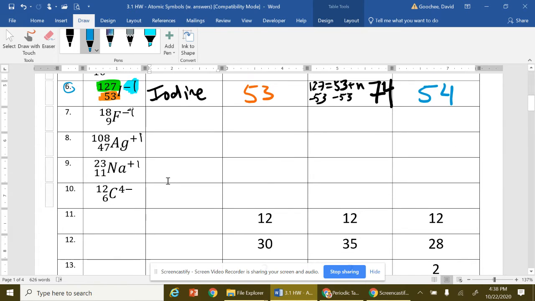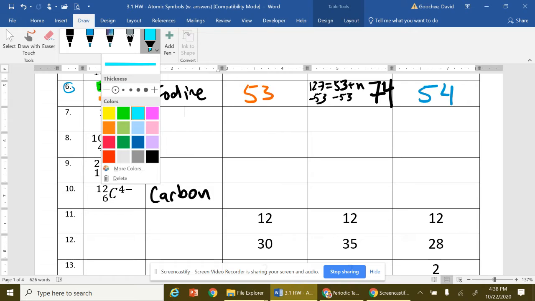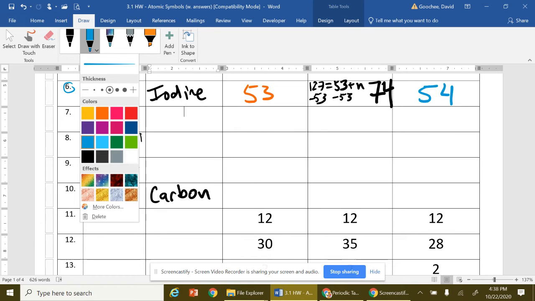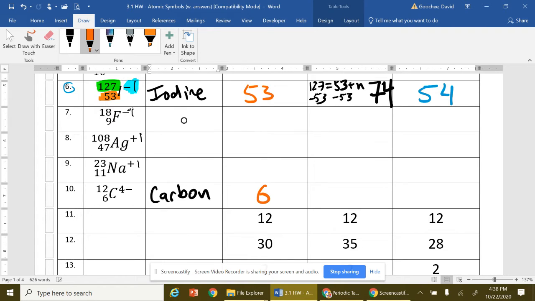Let's try another one that's not on your homework. Okay, let us try number 10. Here we go. So this is element C. I don't even think we need to look this up. This is carbon. Element C on the periodic table, element number 6, is carbon. How many protons does this atom have? This atom has 6 protons because it is element number 6.